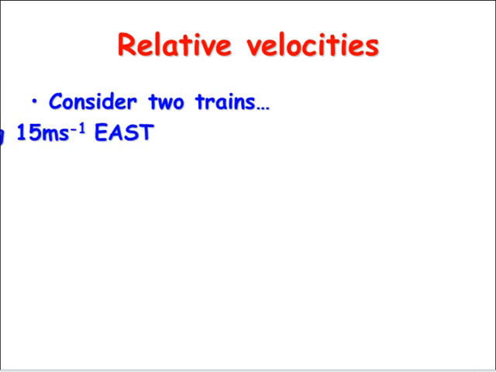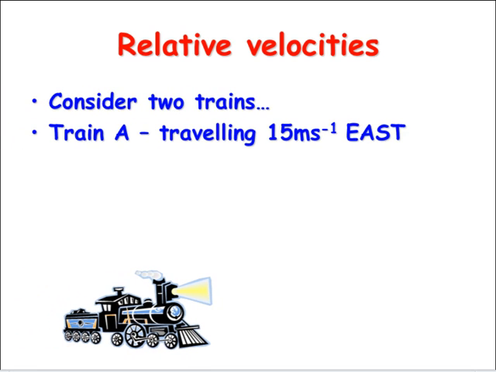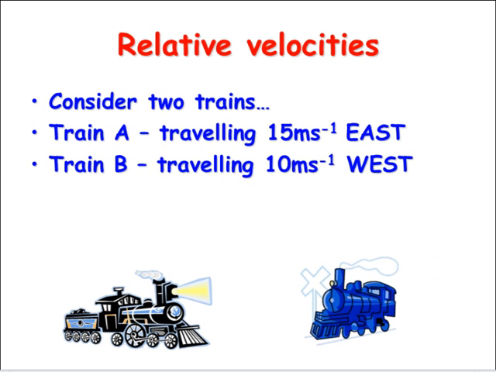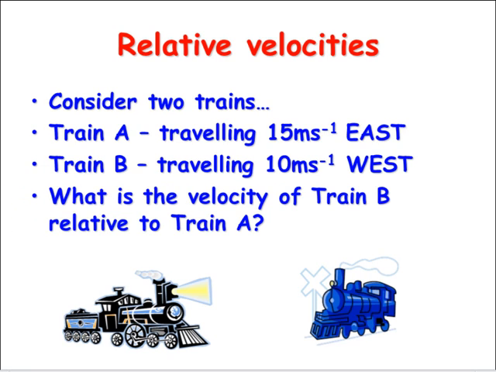So let's consider two trains. We have train A, who's travelling to the east, 15 metres per second, and we've got train B travelling to the west at 10 metres per second. What's the velocity of train B relative to train A? What that means is, if you're sitting in train A, how fast does it appear that train B is moving?